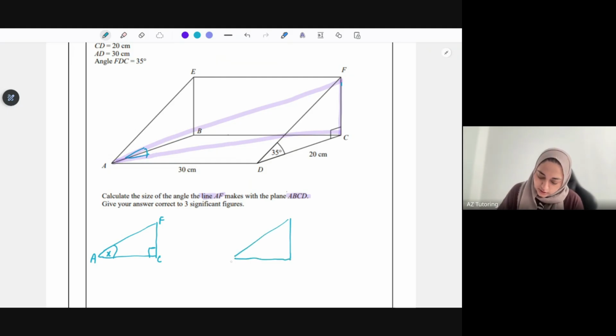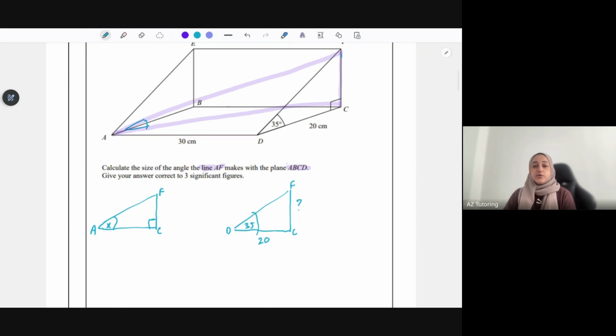So this is triangle DCF. We know this is 35. We know the bottom of this is 20. And this is what we're trying to find: FC. We can't use Pythagoras because we don't have two lengths, but we've got an angle. So we're going to use SOHCAHTOA for this.